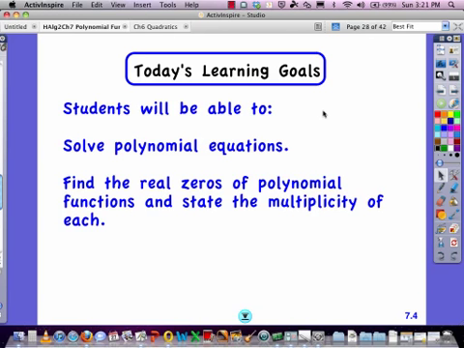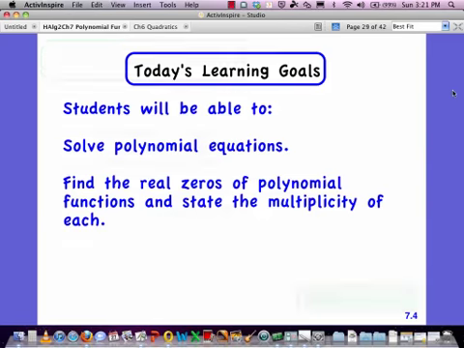Okay, today's section is solving polynomial equations. We've been dealing with all different exponents in our polynomials: cubes, quartics, quintics, and even higher than that. So today we're going to solve some of those equations. We're also going to find the zeros of those polynomial functions and state the multiplicity of each. So let's get started.